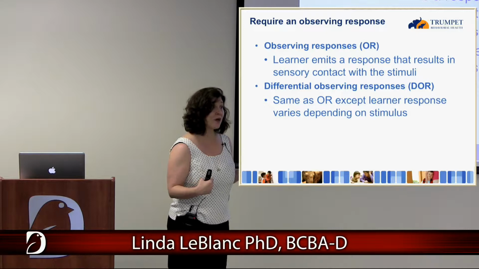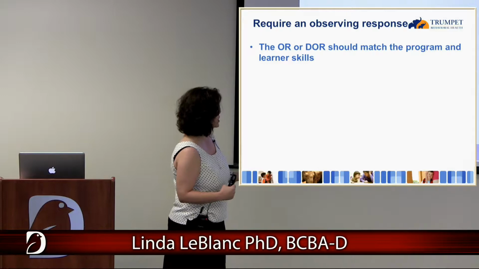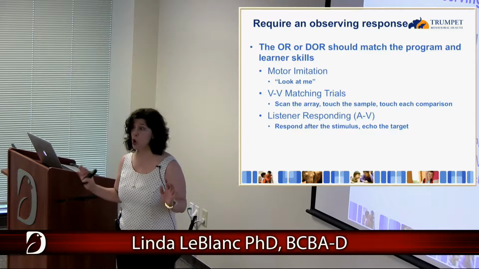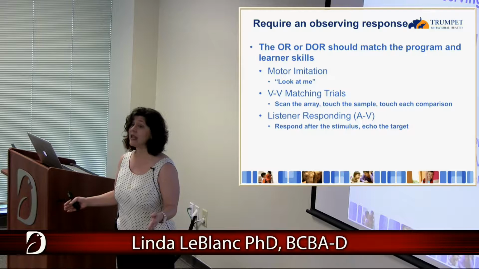So, when you are doing this kind of programming, you should embed in your program some kind of observing response. Let's take a look at what this might look like. It will vary depending on your program and your learner. For motor imitation, what you want them to do is look at you and see what you do. So "look at me" is an appropriate observing response. However, if what you are doing is a matching program where the stimuli are on the table, looking at you means they are attending to the wrong stimuli.